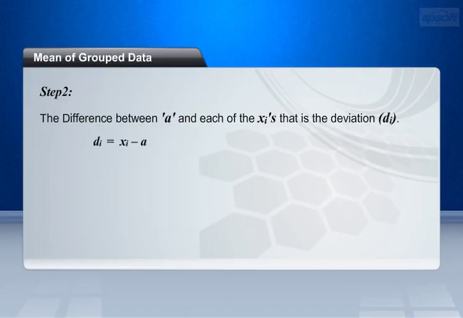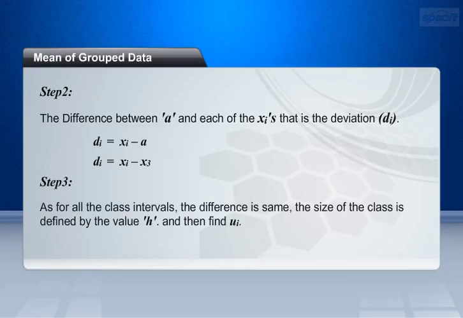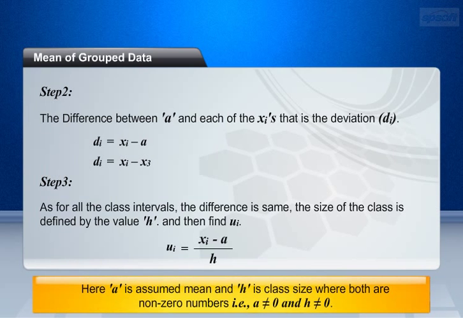di equals xi minus A. di equals xi minus x3. Step 3. For all the class intervals, the difference is the same. The size of the class is defined by the value h. So let ui equal xi minus A divided by h. Here, A is the assumed mean, and h is the class size, where both are non-zero numbers, that is, A is not equal to 0, and h is not equal to 0.